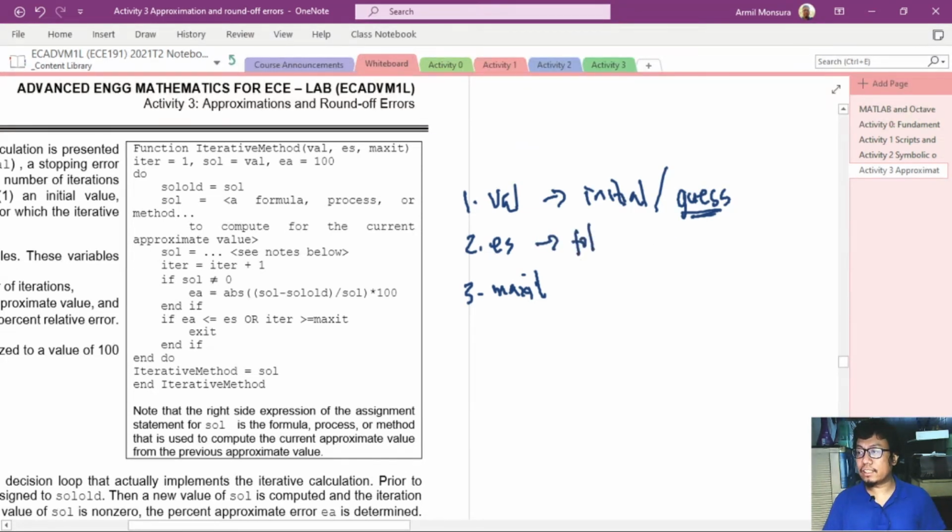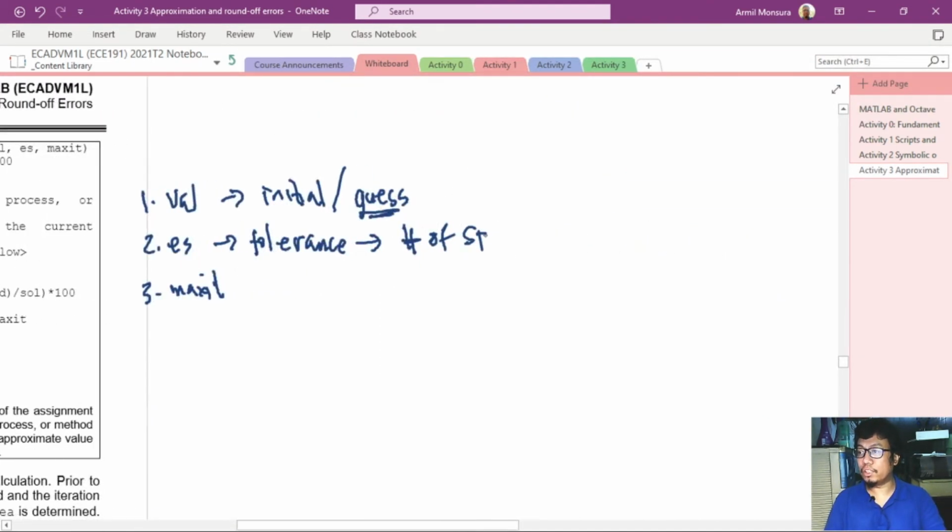ES is the tolerance, as mentioned in the previous discussion. Again, this tolerance depends on the number of significant figures that your approximate answer might probably have in the end. So you might want to use a certain level of tolerance so that your answer is expressed to, say, for example, 5 significant figures. Okay. So that is ES.